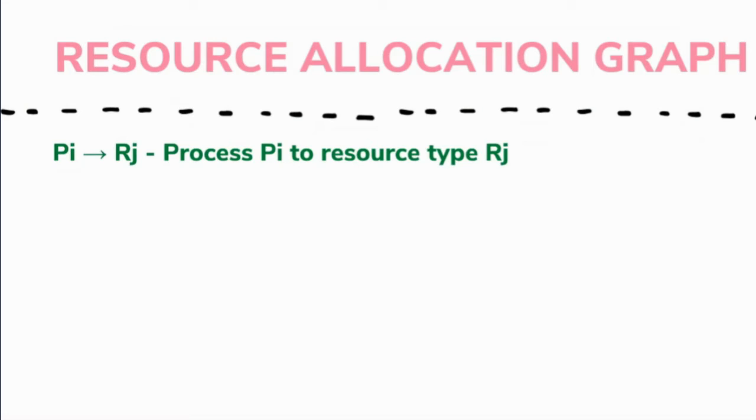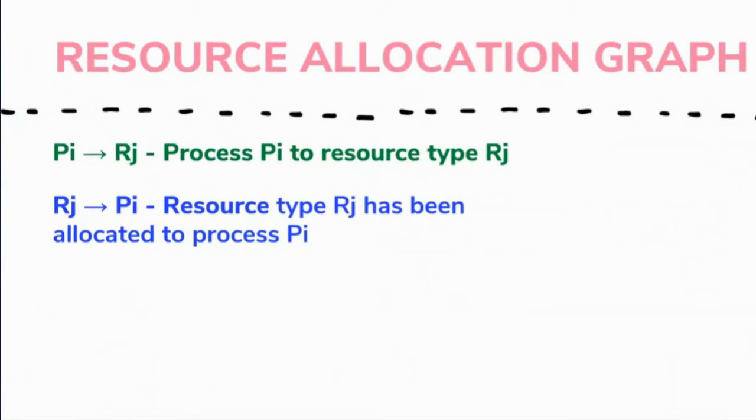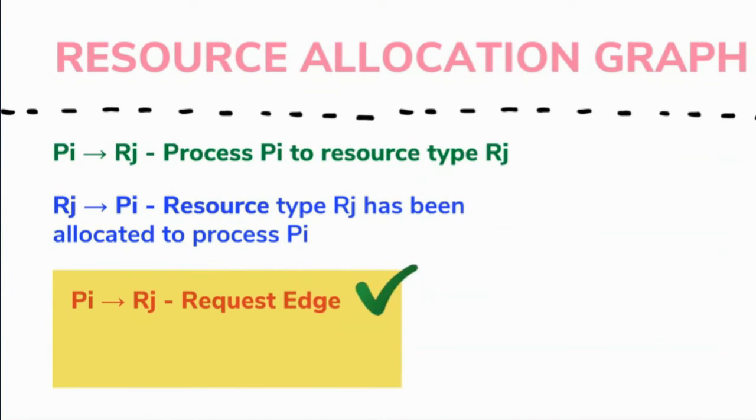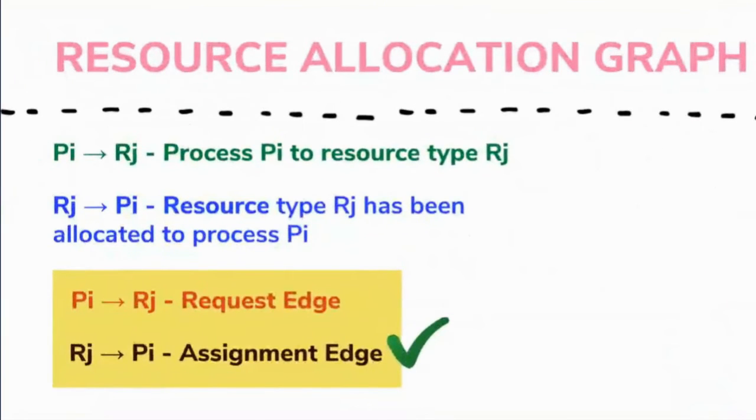And when we have Pi to Rj, it means process Pi is requesting a resource type Rj. And Rj to Pi indicates that the particular resource type Rj has been allocated to process Pi. Now here, Pi to Rj is nothing but a request edge, and Rj to Pi is nothing but an assignment edge.